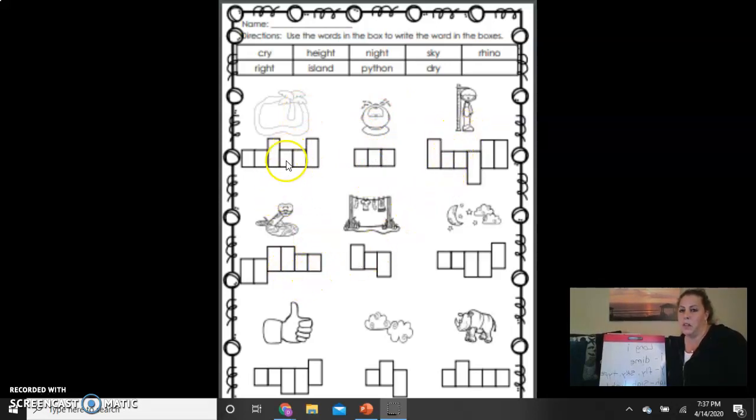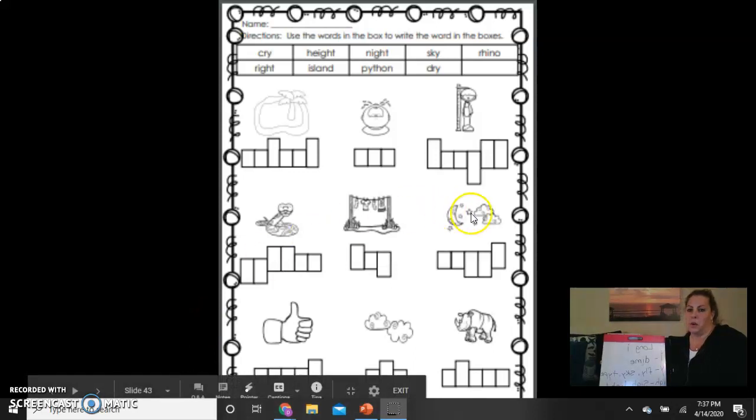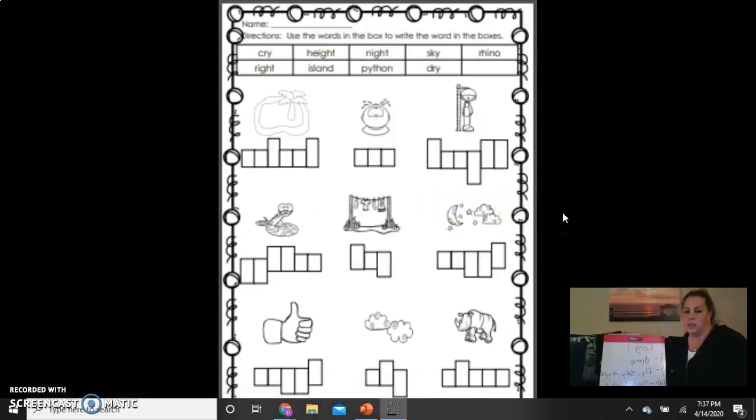And remember that these taller boxes are your clue that it's a word that has a taller letter in it. And the same when it drops down, that would be one that goes below the line. Okay, so now we're going to move on to our next activity, and hopefully I will see this page better.